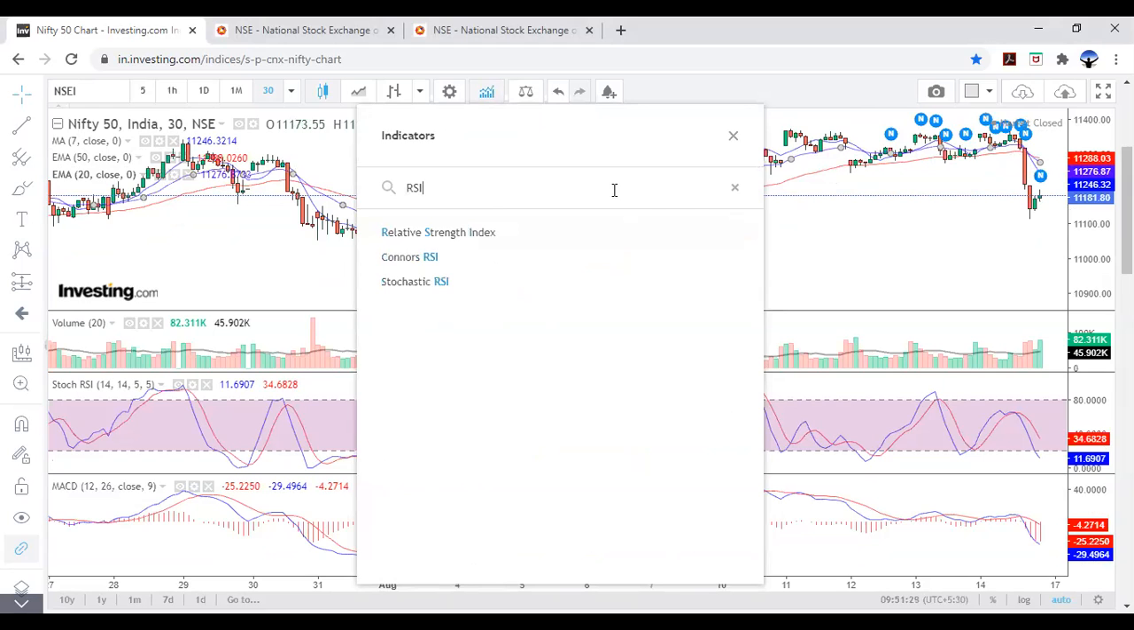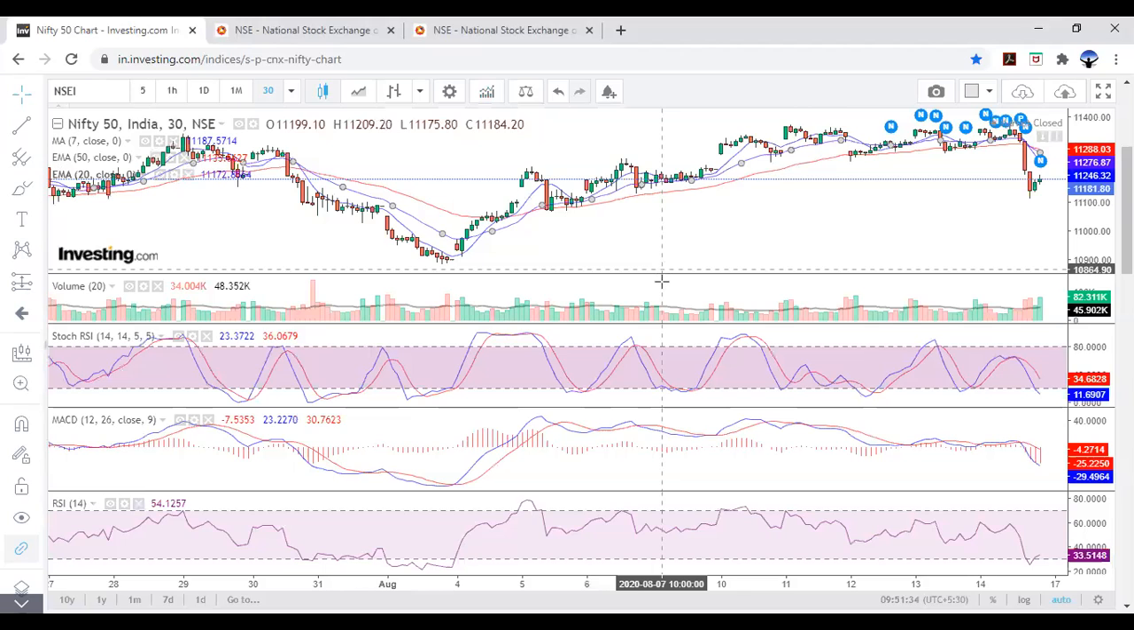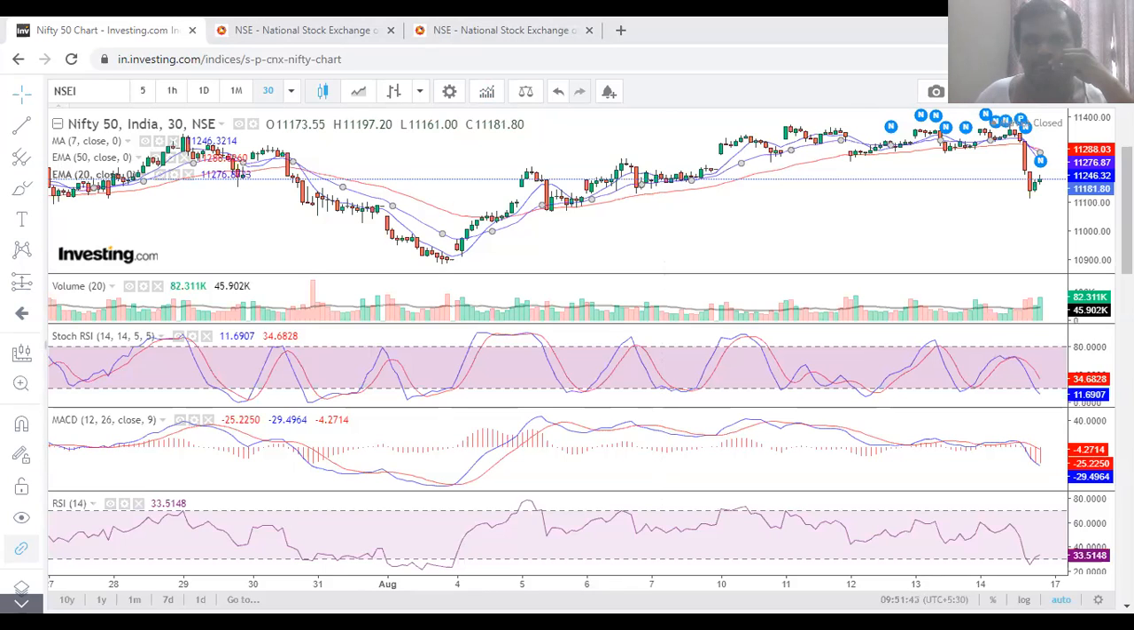I am not entering here, only the one indicators, that is PPO and the ADX. Generally that is used in the options.